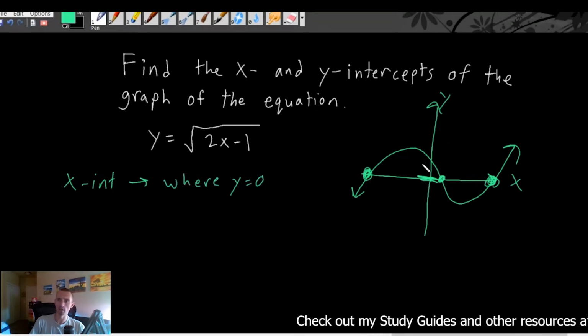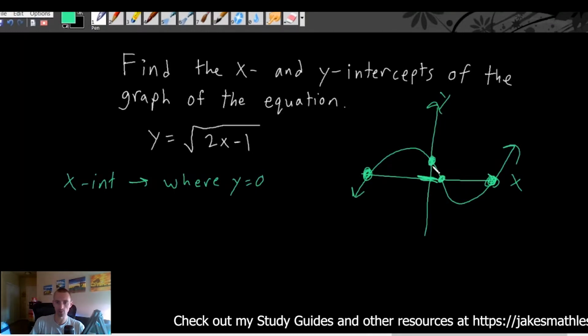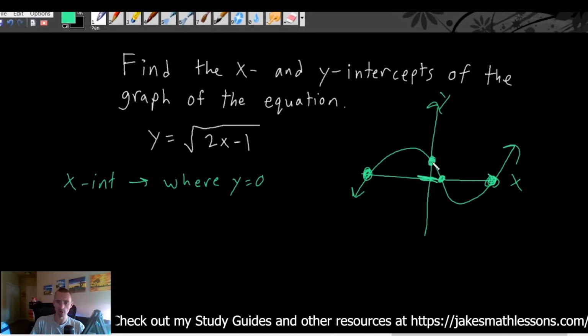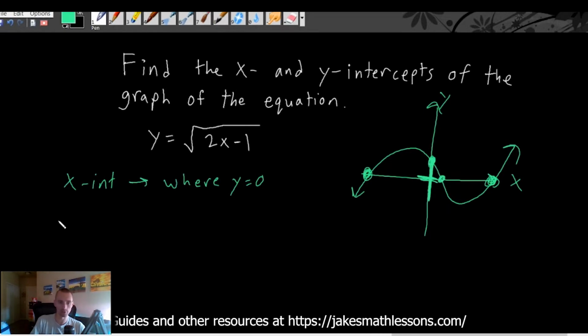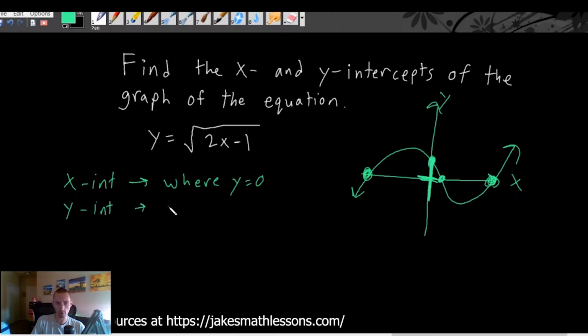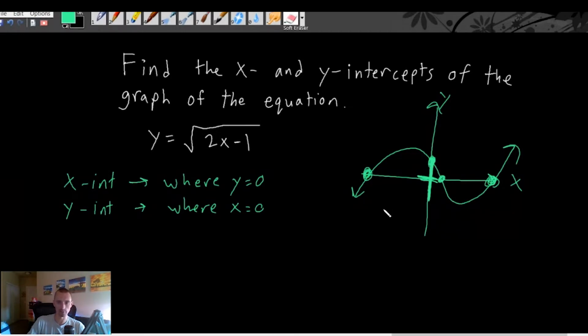And then similarly, if we're trying to find the y-intercepts, the places where our function intersects with the y-axis, we want to look at where x equals 0. That's where the x-coordinate of our function is 0. So to find y-intercepts, you look at where x equals 0. So it's basically opposite. X-intercepts where y equals 0, y-intercepts where x equals 0. They just kind of go back and forth.